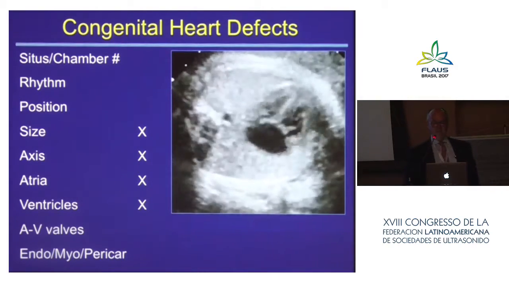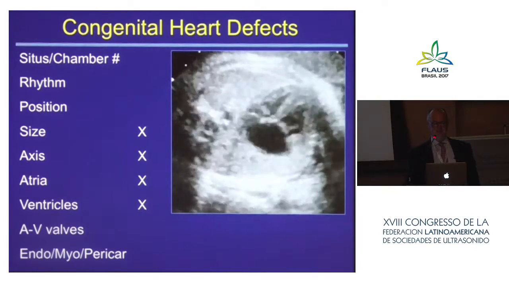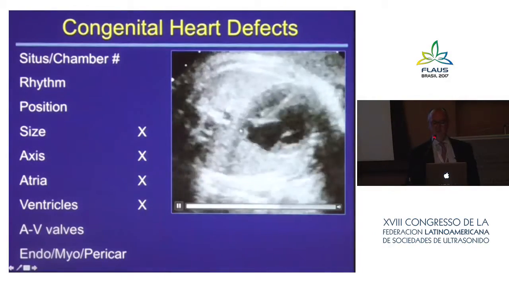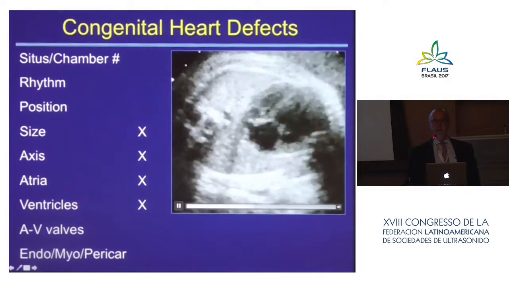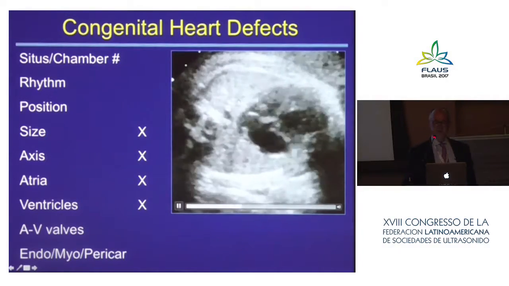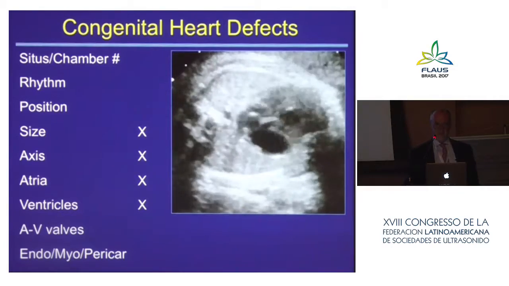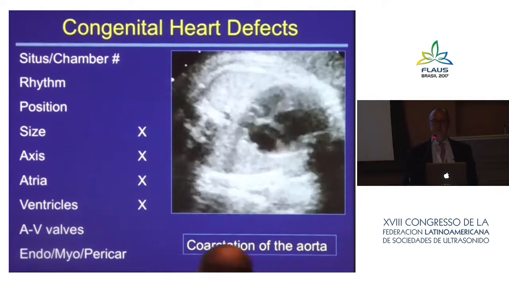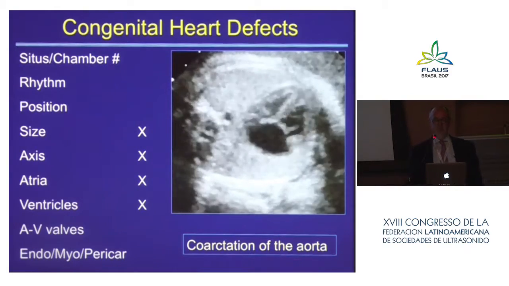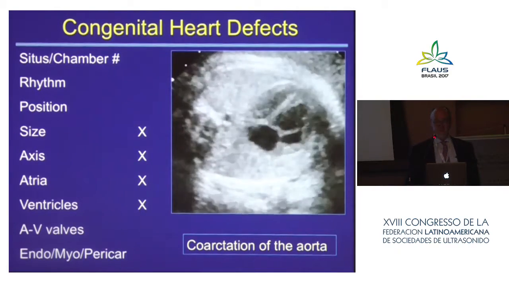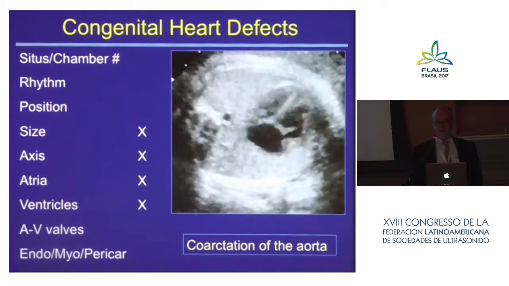There seems to be a difference in the sizes of the atria and the ventricles, with the left side a little bit smaller than the right. The right is usually a little bit larger, but there's not such a dramatic difference. And this is a fetus with coarctation of the aorta. So that's something that we can be suggested based on these findings.